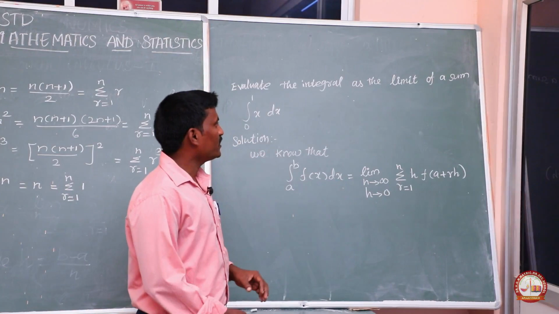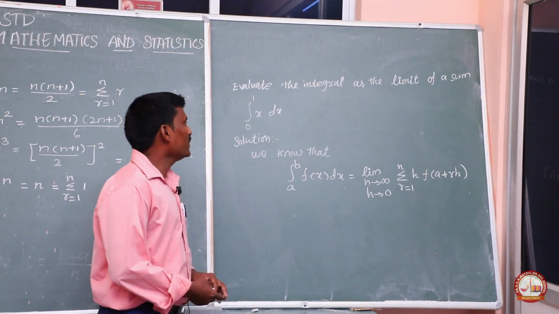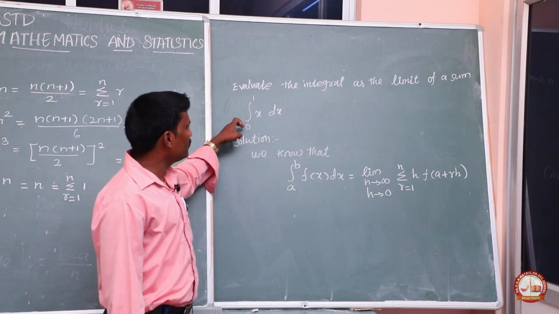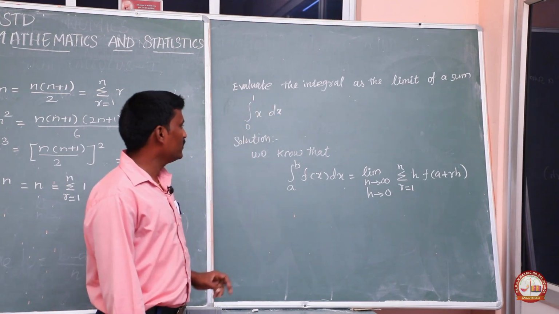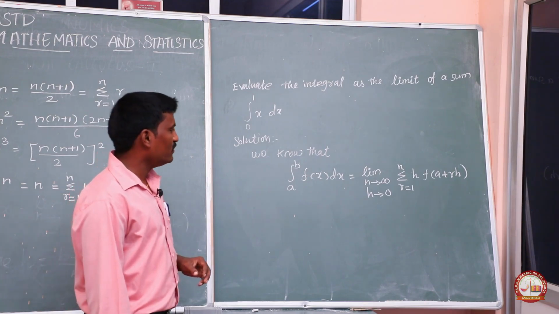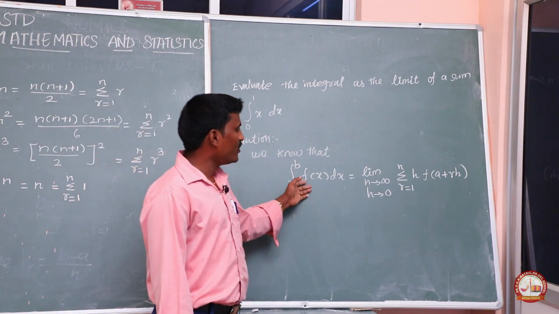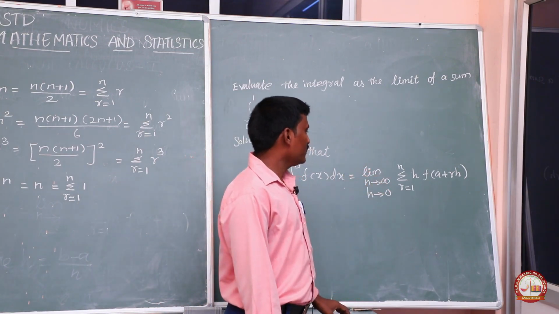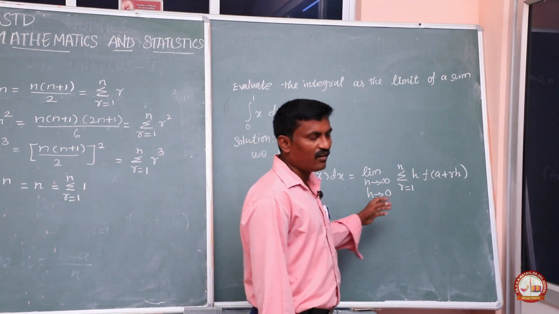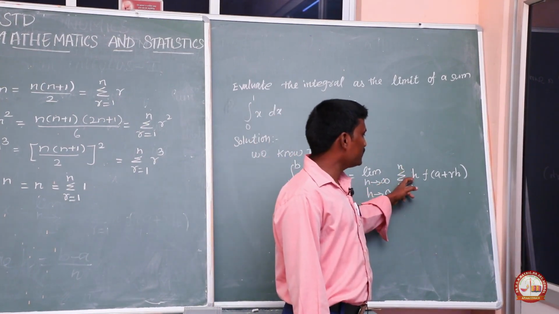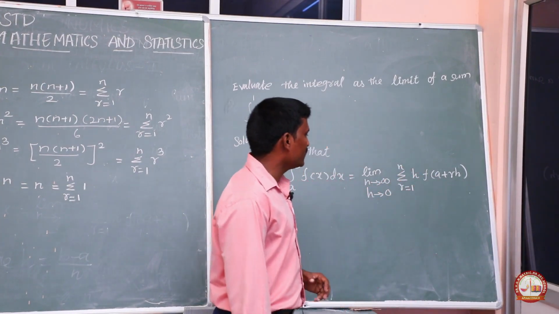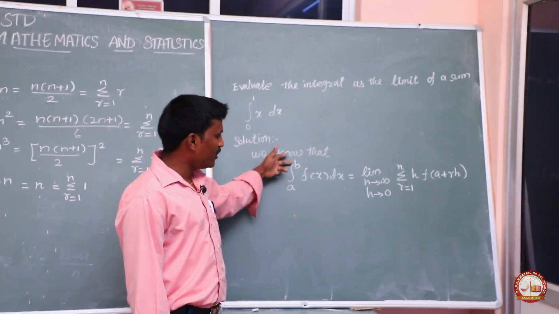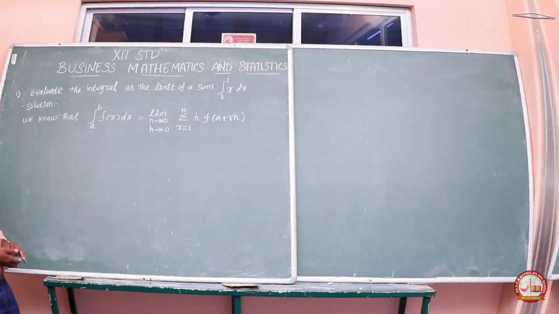Now I am going to the first sum. Evaluate the integral as the limit of a sum: integral 0 to 1 x dx. Solution, we know that the formula integral a to b f of x dx equals limit n tends to infinity, h tends to 0, summation of r equal to 1 to n h f of a plus r h. Here a equals lower limit and b equals upper limit. Here f of x is a function.